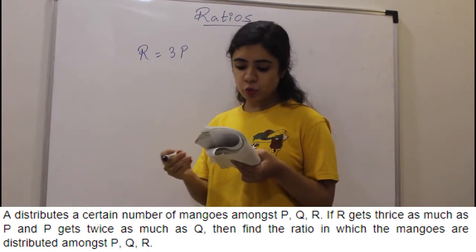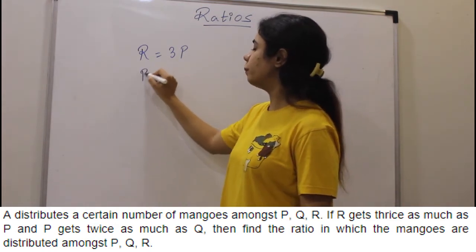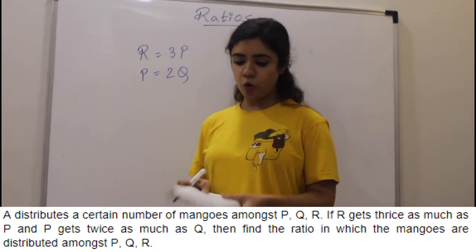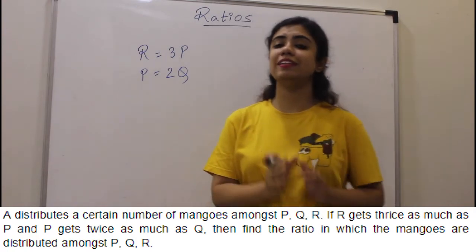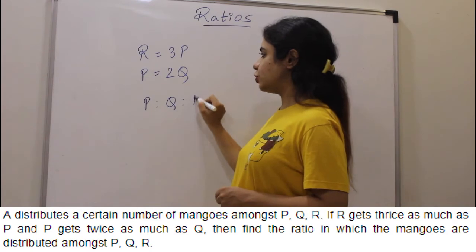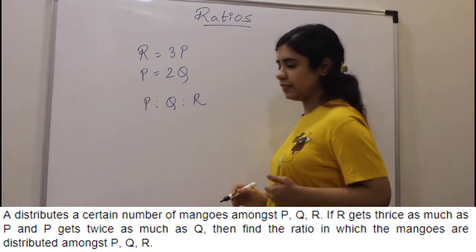And P gets twice as much as Q. So P gets 2 times as much as Q. What is the ratio of PQR? We want the ratio of PQR. Okay? So I want PQR ka ratio. Now, how do I get this?